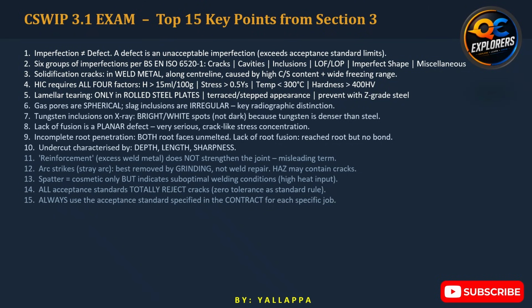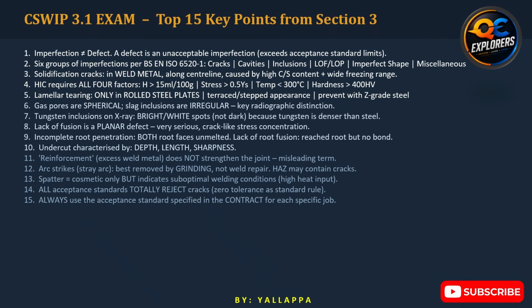This is your final examination-focused revision slide for Section 3. There are 15 key points that you should be able to recall confidently. First, remember that an imperfection is not automatically a defect. Second, remember the 6 groups defined by BS EN ISO 6520-1. Third, solidification cracks occur in the weld metal and commonly follow the centerline. Fourth, hydrogen-induced cracking requires the combination of hydrogen, stress, temperature and susceptible microstructure described in this section.